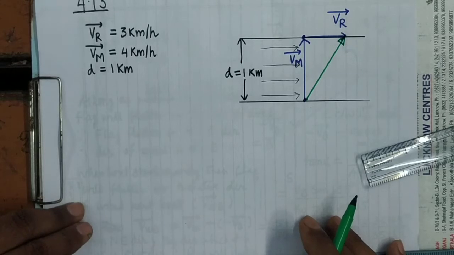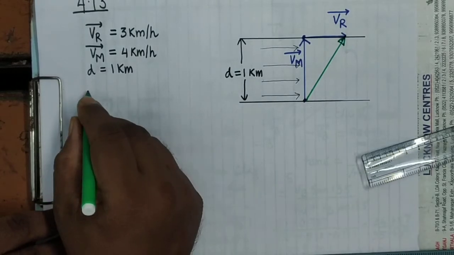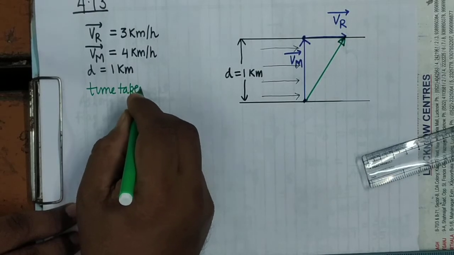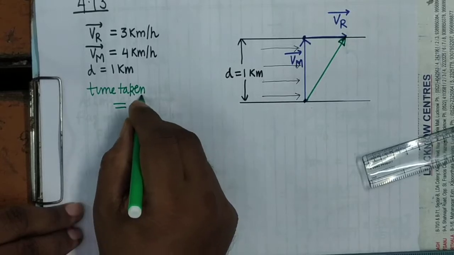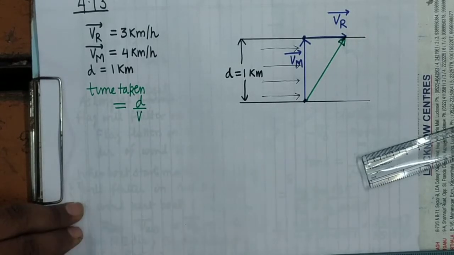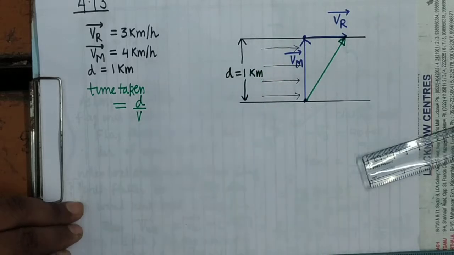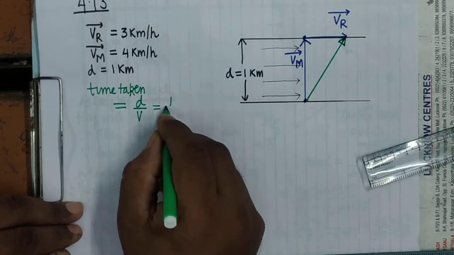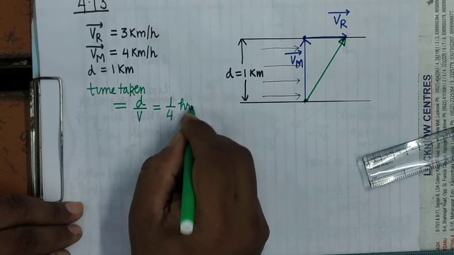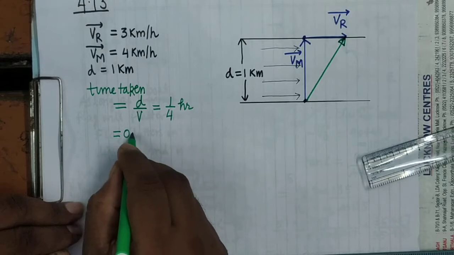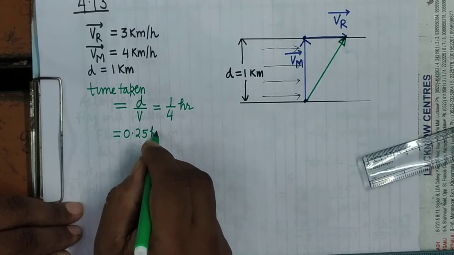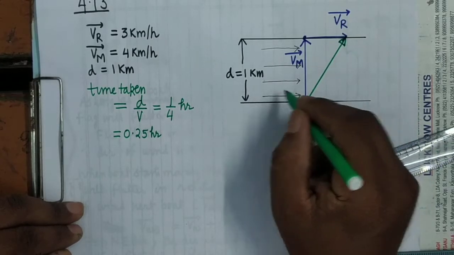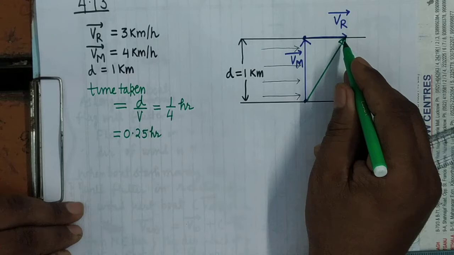So first you have to find the time. It is clear. So what will be the time? Very simple. Time taken will be equal to distance upon velocity. What is distance? This distance is 1 kilometer. What is velocity in this direction? It is 4 kilometer per hour. That is 1 upon 4 hour. 1 upon 4 hour, that is equal to 0.25 hour. It is clear. The actual direction is this. Because of the forcing of the river current, the actual direction of swimmer is this.